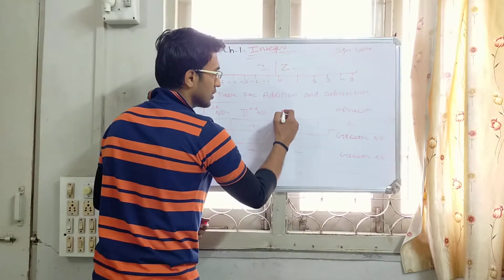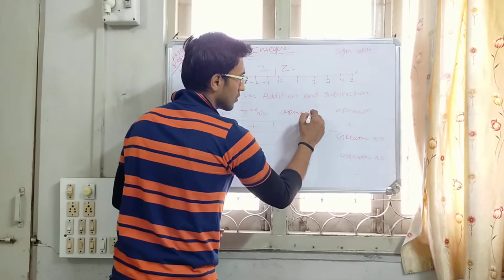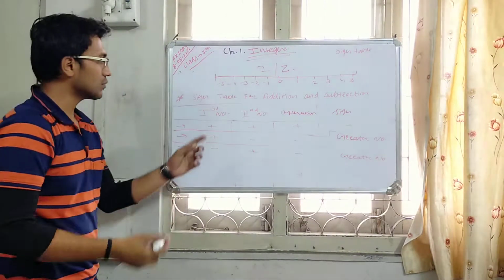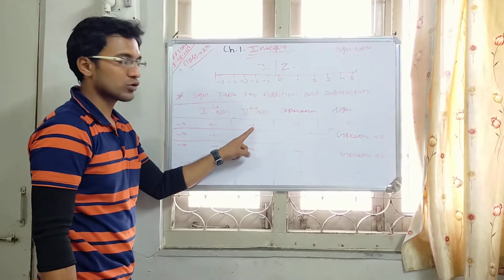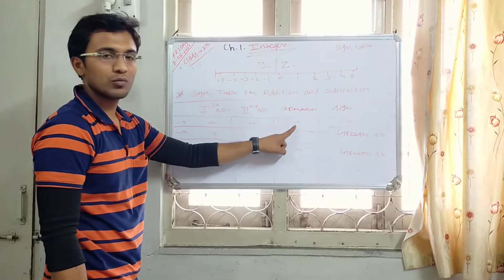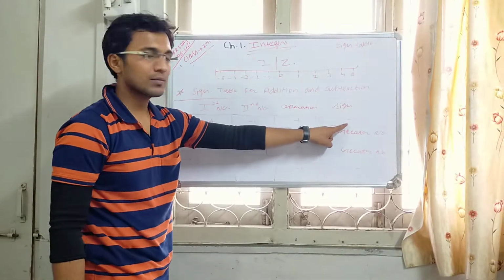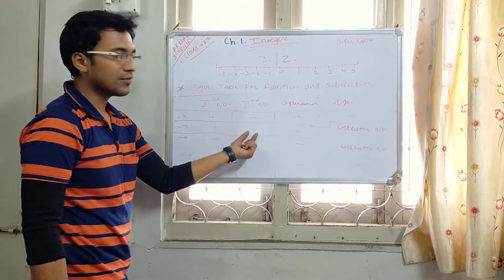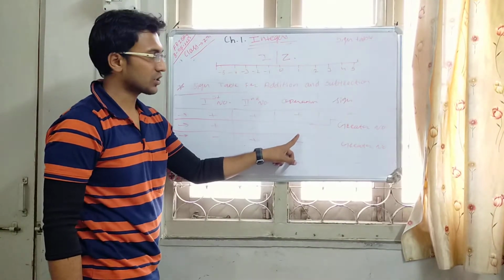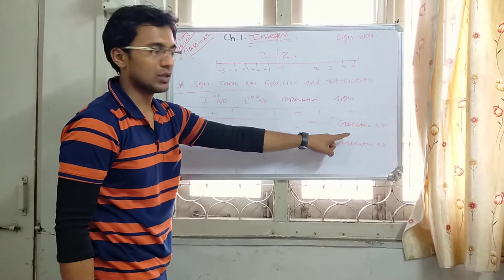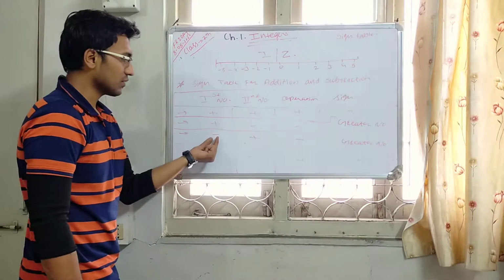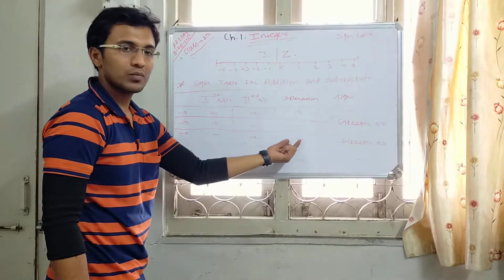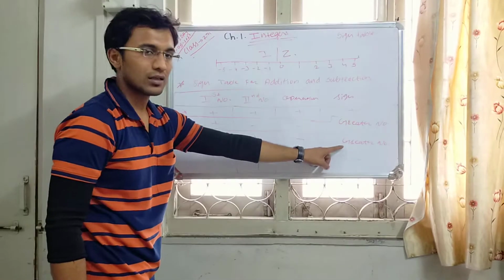I'll write operation here and sign here. If the first number is a positive number and the second number is also positive, then the operation performed will be plus and the sign would be plus. If the first number is plus and the second number is negative, then the operation performed will be subtraction and the sign will be of the greater number. For the third instance, if the first number is negative and the second number is positive, then the operation performed will be subtraction and the sign would be of the greater number.